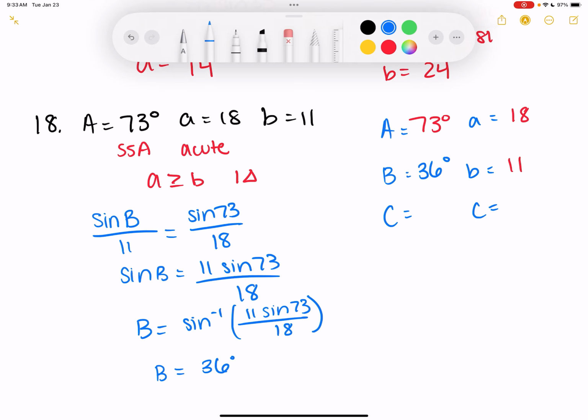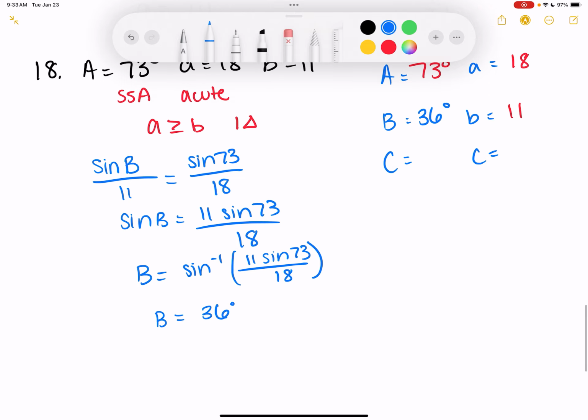All right, so now what? Find C. So angle C is 180 minus 73 minus 36. Huh? No, 71, not one. Oh, I was like, I'm smart.